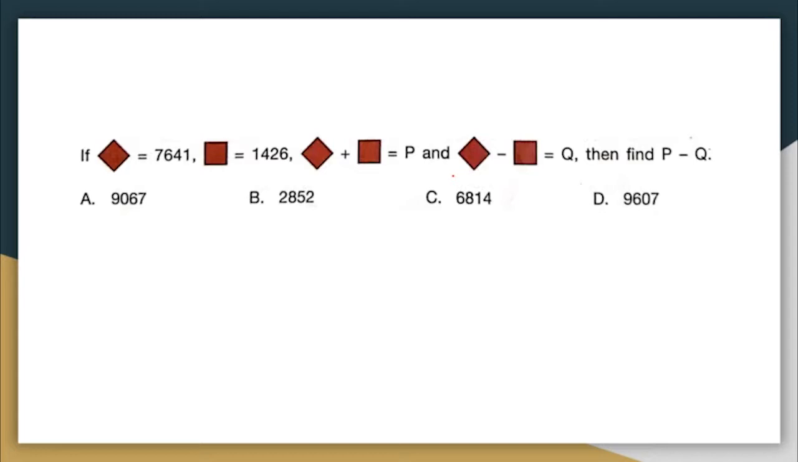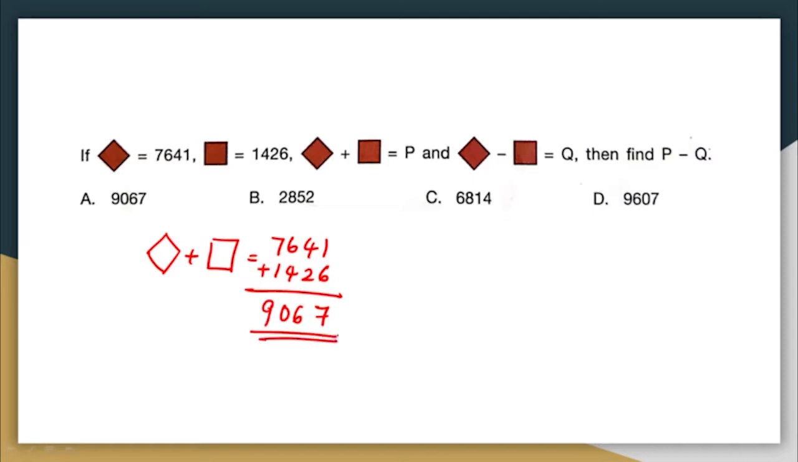If diamond is equal to 7641, square is equal to 1426, then diamond plus square is equal to P, diamond minus square is equal to Q, then find P minus Q. How will we solve this? Diamond plus square, that is nothing but 7641 plus 1426. If you add this, what will you get? 9067. That will be the value of P. So value of P is 9067.